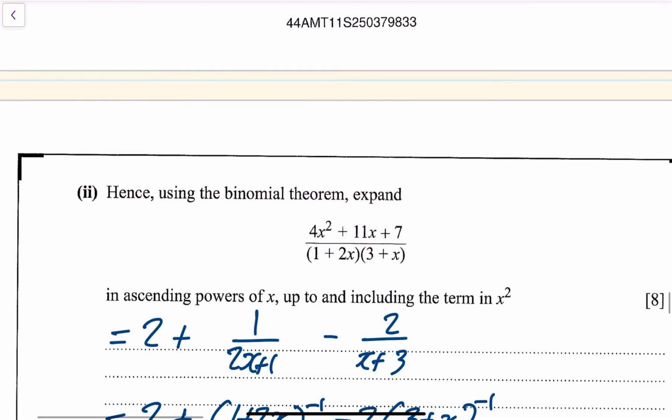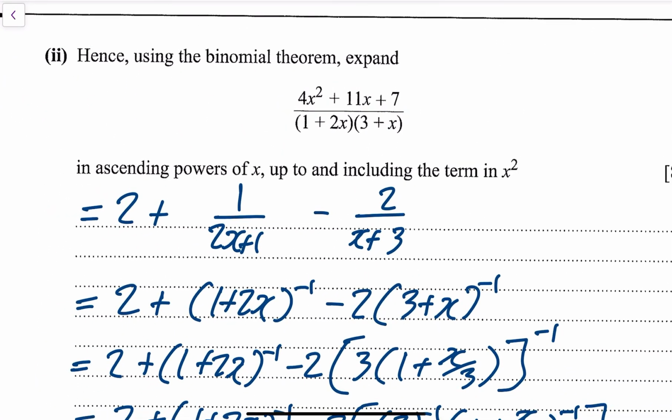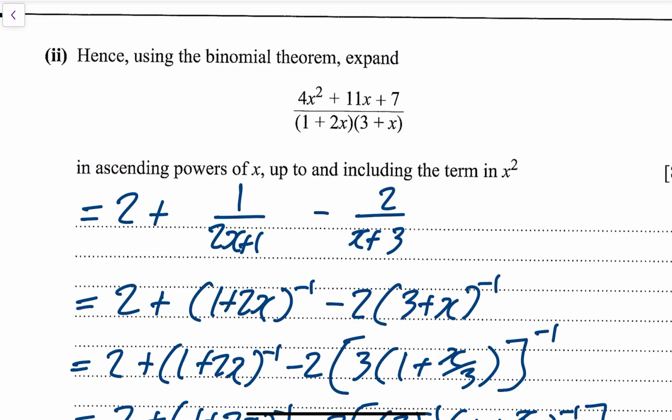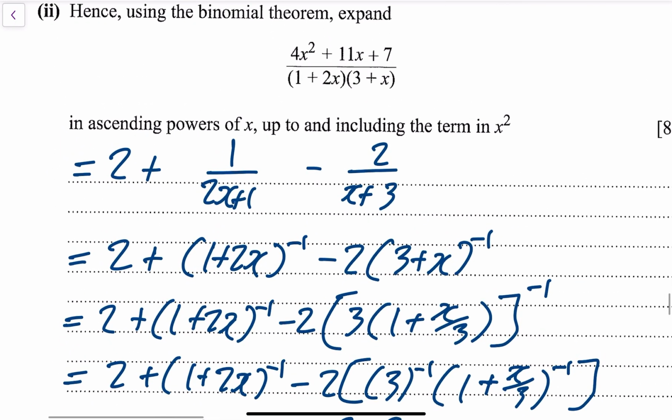Now what you had to do then is use the binomial theorem to expand. So when you expanded that, that's what you had. Write it out in binomial form: it's 2 plus 1 plus 2x to the minus 1, and then minus 2 upon 3 plus x to the minus 1.